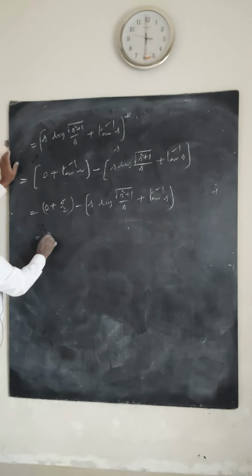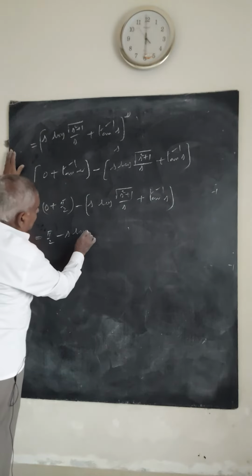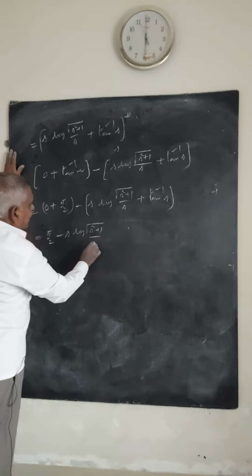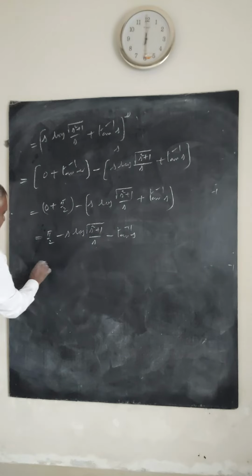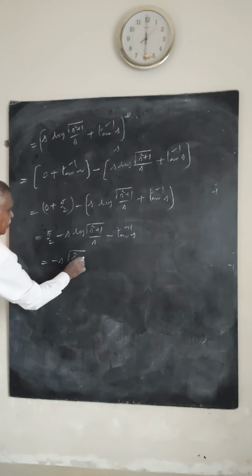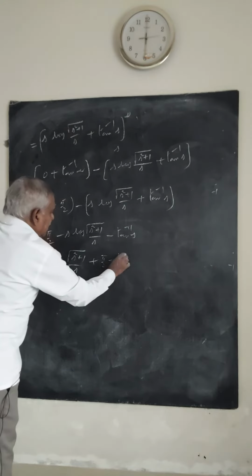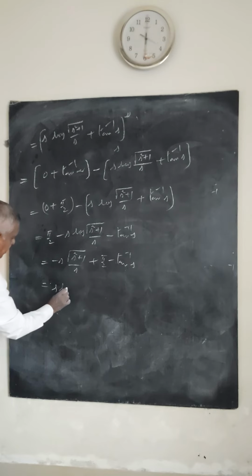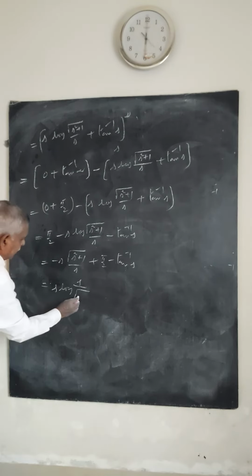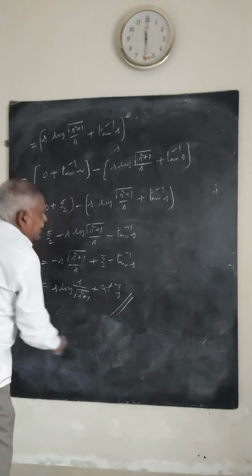Removing the bracket: pi by 2 minus s into log of (root of s square plus 1) by s, minus tan inverse of s. Interchanging this: minus s log of (root of s square plus 1) by s, plus pi by 2 minus tan inverse of s. That is, s log of s by root of s square plus 1, plus cot inverse of s, is the answer.